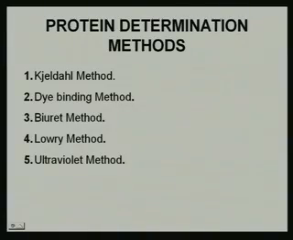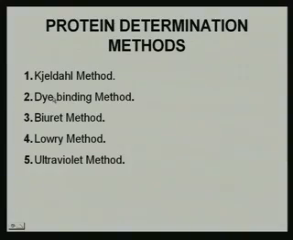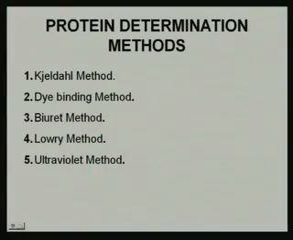Now, how to quantify, how to know what the protein concentration is in a particular environment. We can measure directly or indirectly. The Kjeldahl method is one of the techniques through which we can quantify the total organic nitrogen present in the system, and then when we multiply it with 6.25, we get the approximate quantification of the protein molecule which is present in that particular solution.